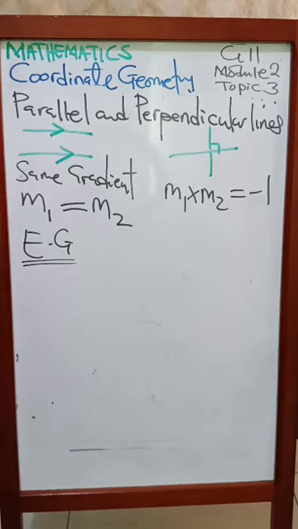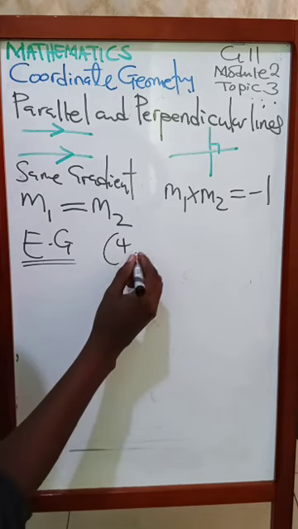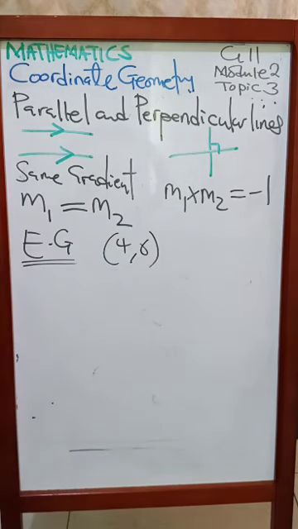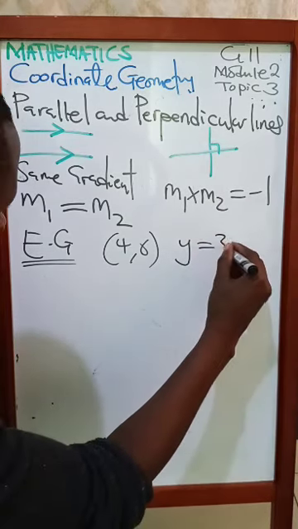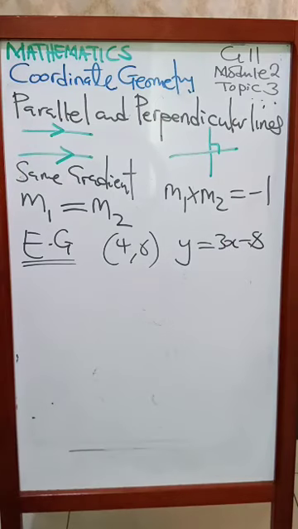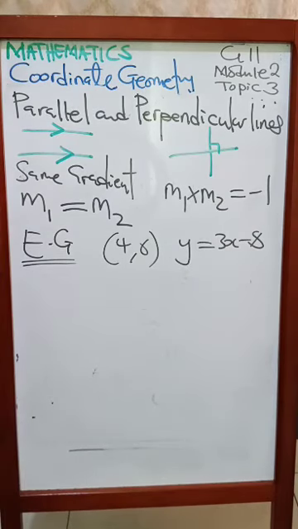For instance, we want to find the equation of a straight line that passes through the point (4, 6). Let's say this line is parallel, and then perpendicular, to the line y = 3x - 8. How do you find the line that is parallel and perpendicular to this line and passes through the point (4, 6)? What do we do?